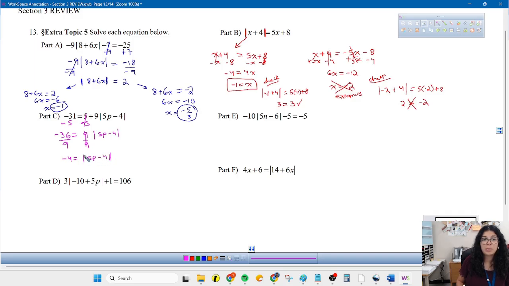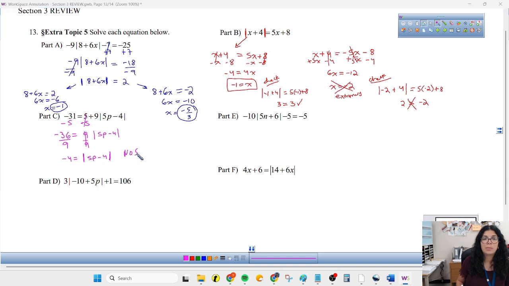Now, here's the problem with this. The absolute value cannot equal a negative because remember, the absolute value is distance and distance is always positive. No matter what number I have inside of here, when I do the absolute value, it's going to be positive. So it is not possible for it to equal a negative. So this is no solution.